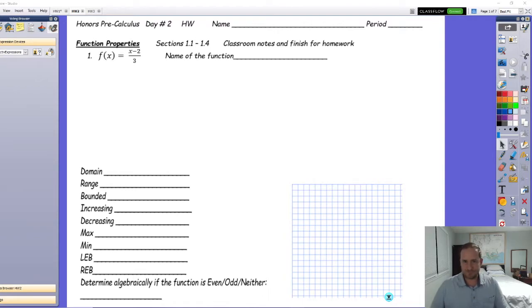Hello class. I was going to go over homework 2 now. So homework 2 is where we switched into function properties. You see them listed here. This is everything you'll need to know. Domain and range.